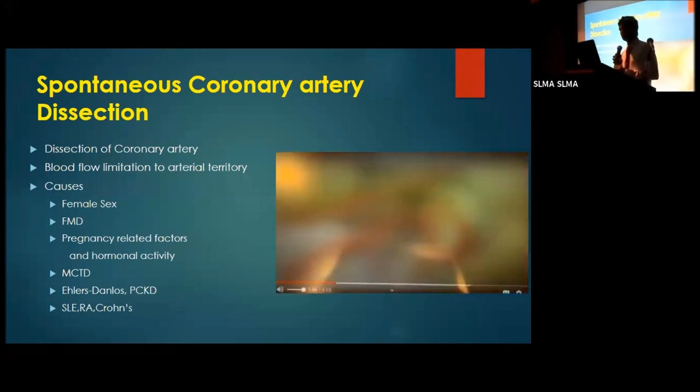So this spontaneous coronary dissection is usually seen in the female sex, and sometimes there is associated fibromuscular dysplasia. Most of the time it is in pregnant patients, and some patients who are on oral contraceptives or HRT, or have any hormonal problems, sometimes mixed connective tissue disorders. And we have seen spontaneous coronary dissection in patients with rheumatoid arthritis, and other inflammatory conditions.